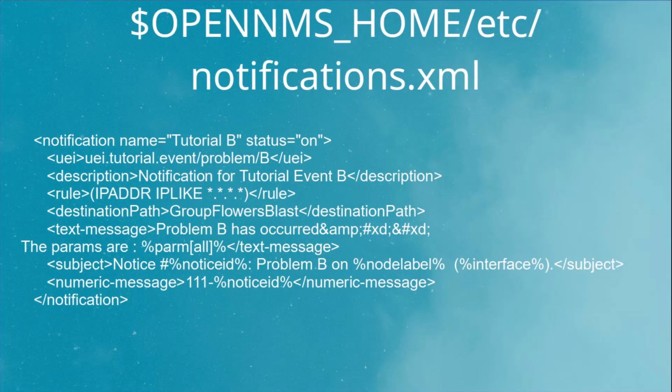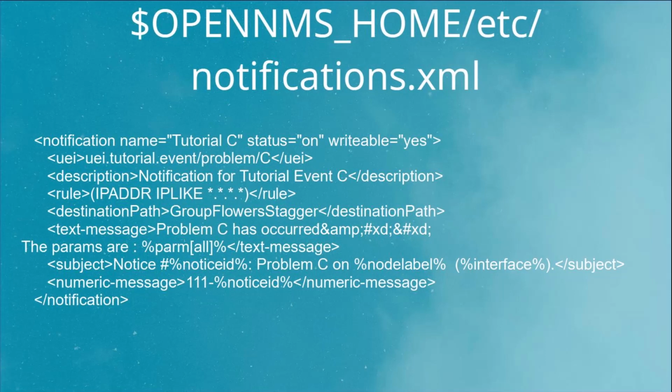Add the following to notifications.xml to create tutorial B. The event trigger is problem/B. The destination path is group flowers blast. Add the following to notifications.xml to create tutorial C. The event trigger problem/C. The destination path of group flowers stagger.